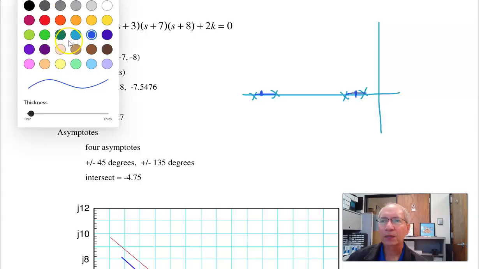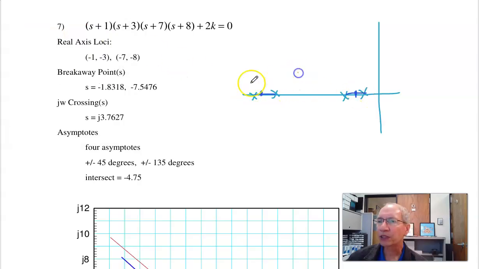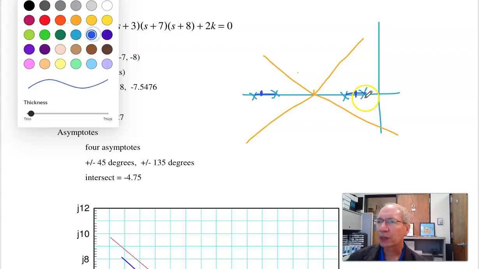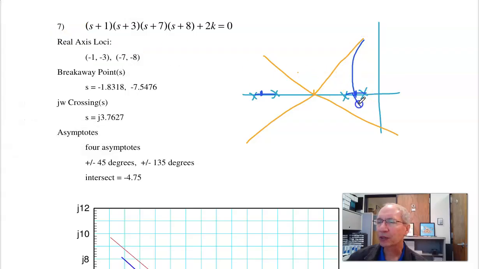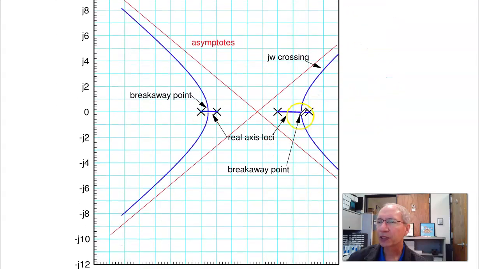The asymptotes. I've got 4 poles, no zeros, so the asymptotes are 4 times theta is 180, plus minus 45 degrees, minus 135. The intercept is the center of mass, the average, 4.75. So here's the asymptotes. And the root locus will split apart and go to the asymptotes. So that's what the root locus looks like. And right here, again, that's the J omega crossing. That point's important. That gives you the max gain for stability.